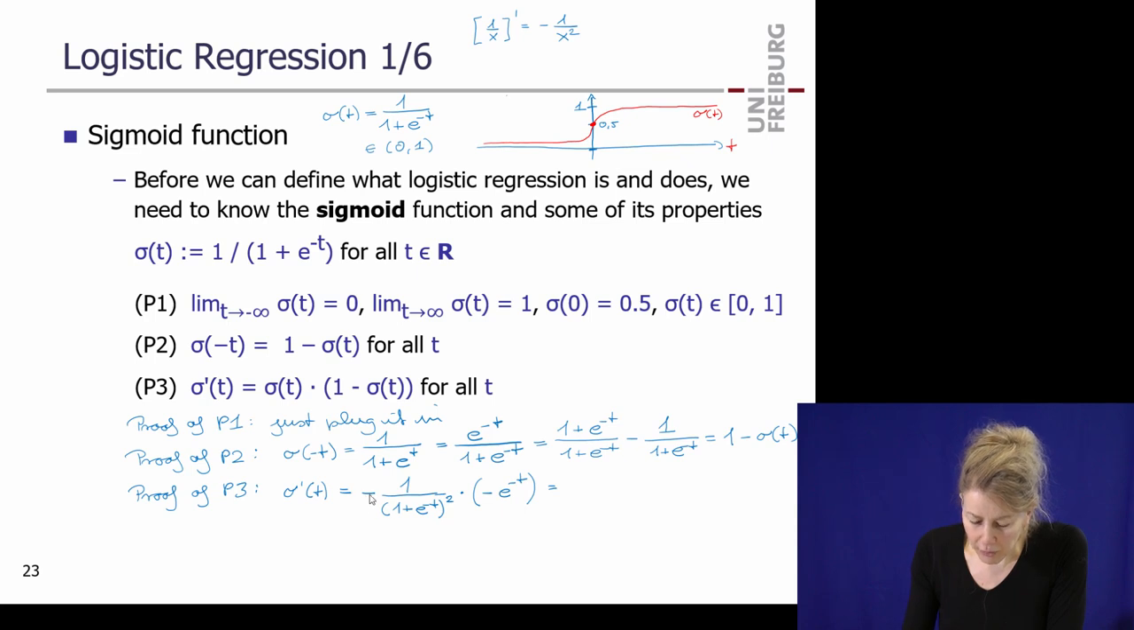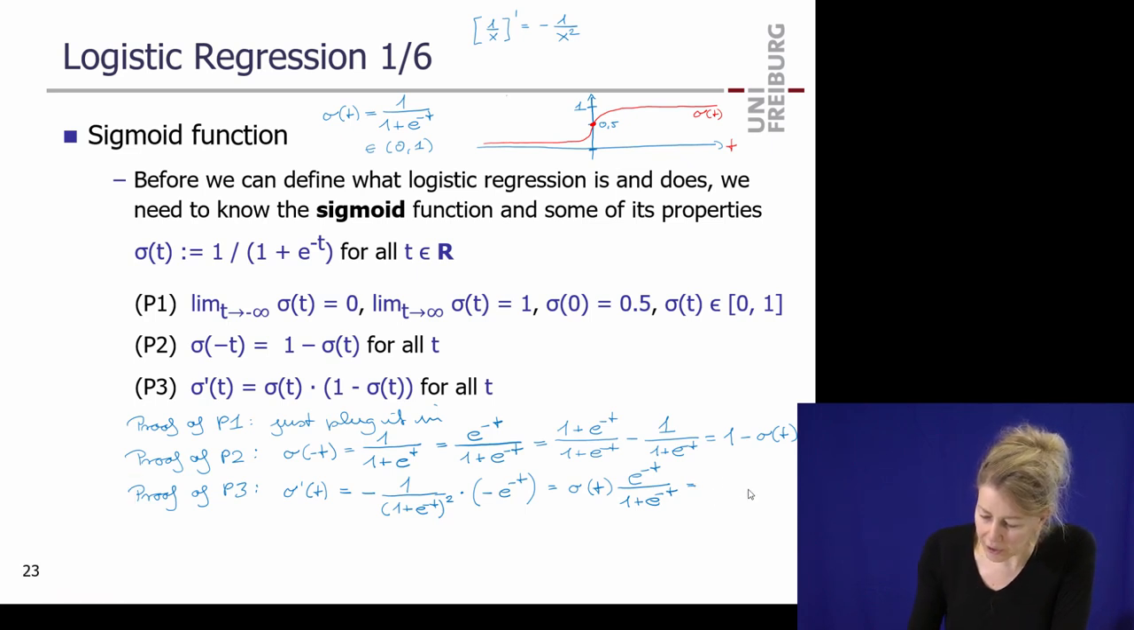So that's now minus 1, okay, the minus cancels out, so I already have one sigma of t here. And I have another factor here, which is e to the minus t over 1 plus e to the minus t. And this I've already seen, that e to the minus t over 1 plus e to the minus t is 1 minus sigma. So that's sigma times 1 minus sigma, and then we are done.